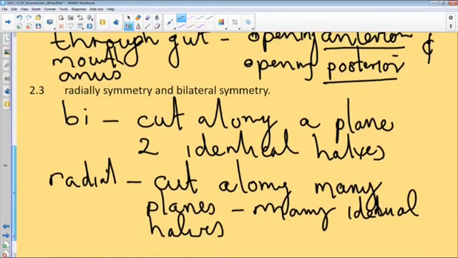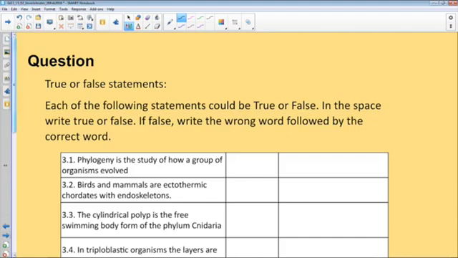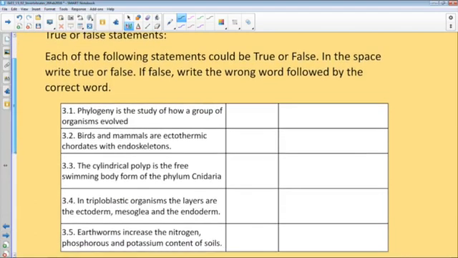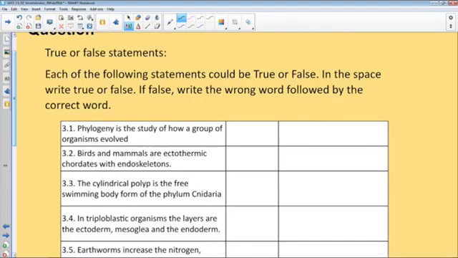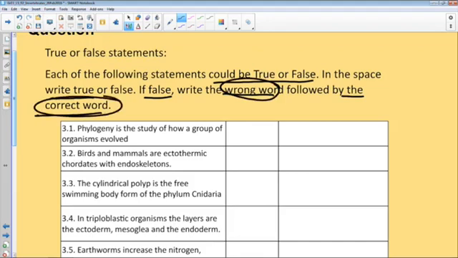Cool. So that was quite an easy question, but it required you to bring in and compare concepts. Let's look at some more questions, and these are based on looking at the content of the question and identifying what's right and wrong. So we're looking at true and false questions, often questions that you can easily score marks in. Each of the following statements could be true or false. In the space, write true or false, and if false, you're going to write the wrong word followed by the correct word. So that's important. You've got to identify the wrong word and you've got to put in the correct word. So let's look at these very quickly.